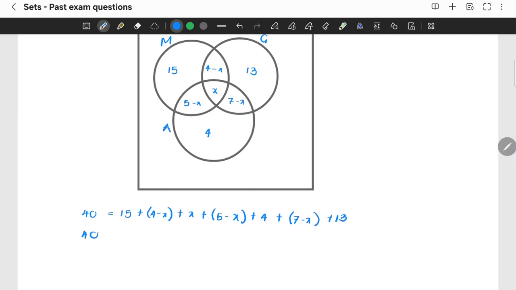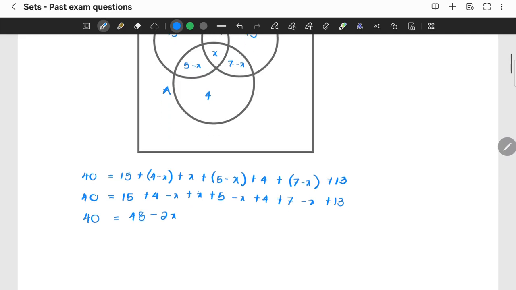And when we simplify this, it becomes 15 plus 4 minus x plus 5 minus x plus 4 plus 7 minus x plus 13. And when we add them up, it becomes 48 minus 2x is equal to 40.